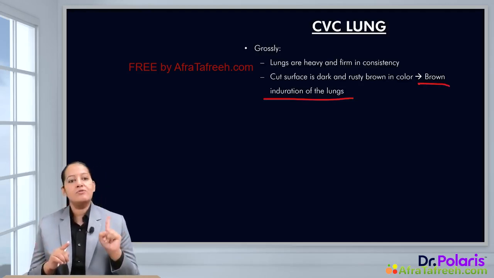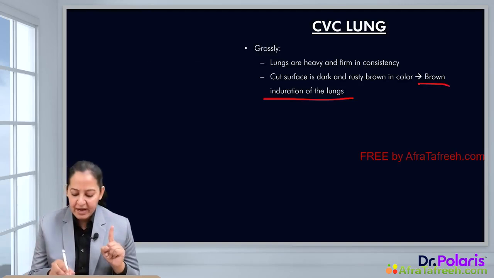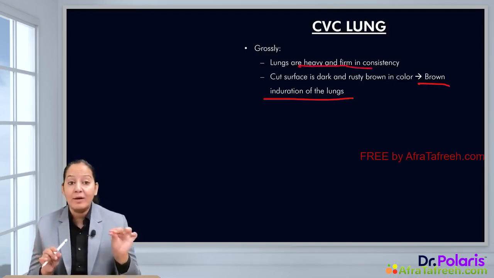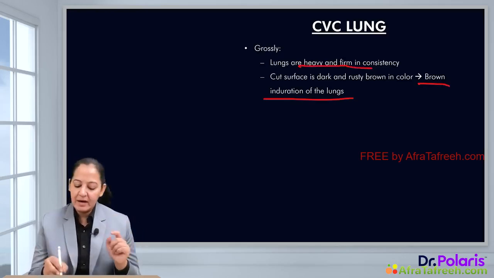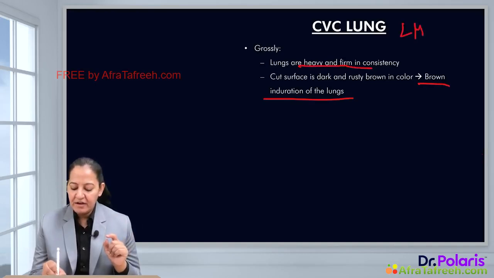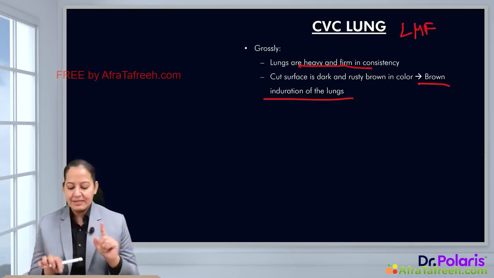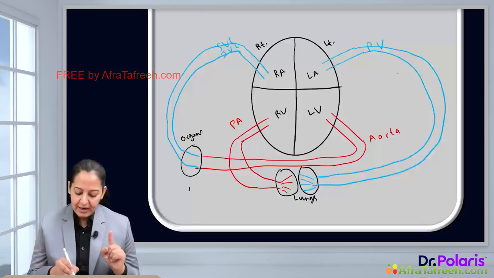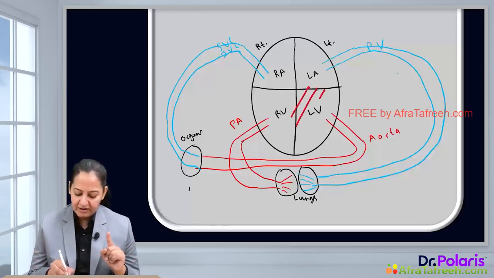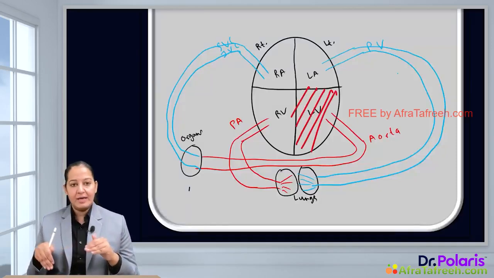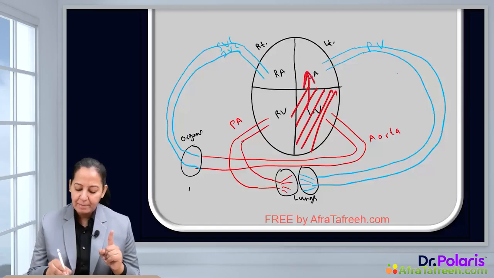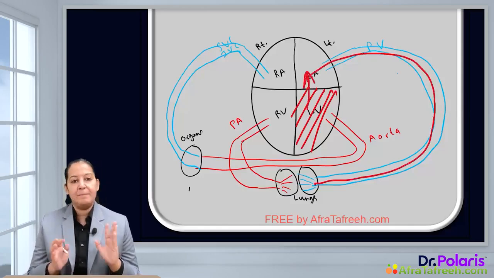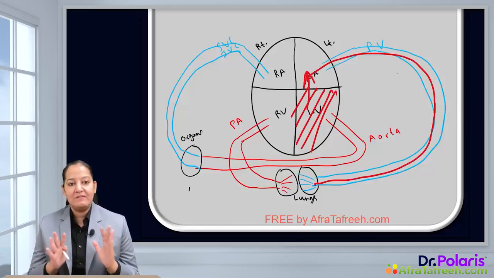So in gross, you have to learn one word. The lung is heavy, firm in consistency, and it is brown in color. Brown induration of the lung takes place in CVC lung. And CVC lung takes place in left heart failure. We have already understood this. That is CVC lung, right? You can see in left heart failure, blood is not going ahead in the aorta, it is going backward. From backward, it is going to the left auricle, pulmonary vein, and it is coming in the pulmonary capillaries. That leads to CVC lung.